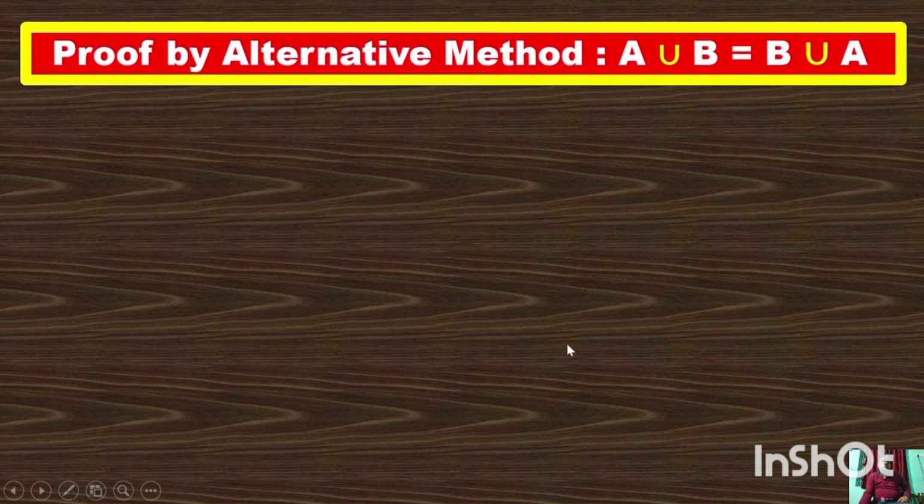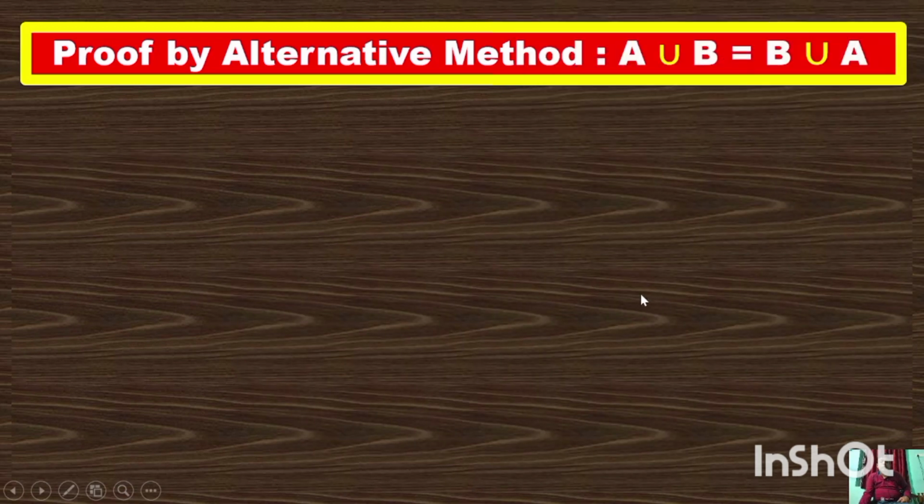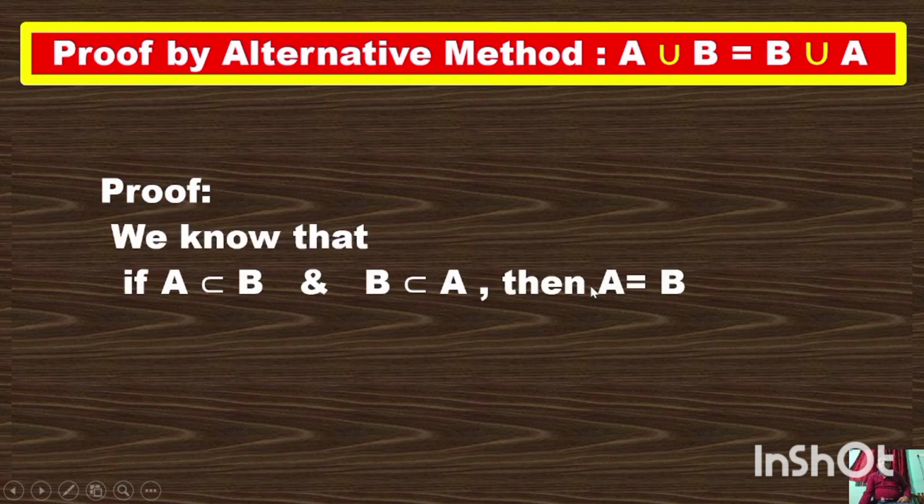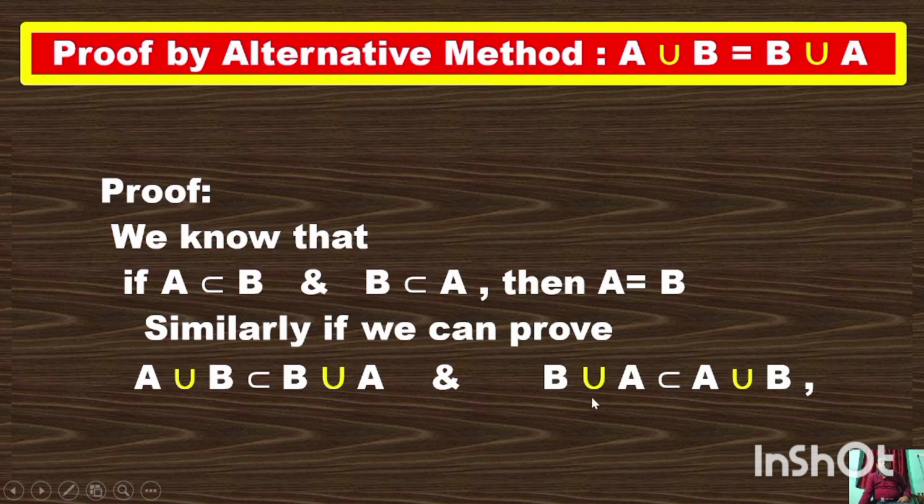There is also an alternative method using property. How can you prove A union B is equal to B union A, the commutative law? We know that if A is a subset of B and B is a subset of A, then A is equal to B, from the previous set. Yes or no? So if you can prove that A union B is a subset of B union A and B union A is a subset of A union B, then you can prove that A union B is equal to B union A. Is it clear?